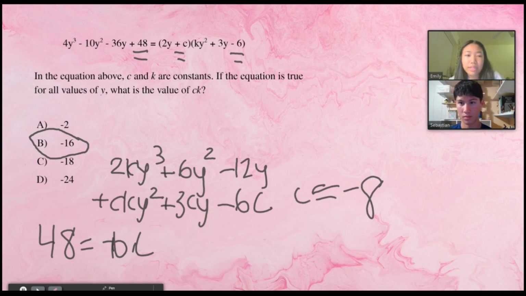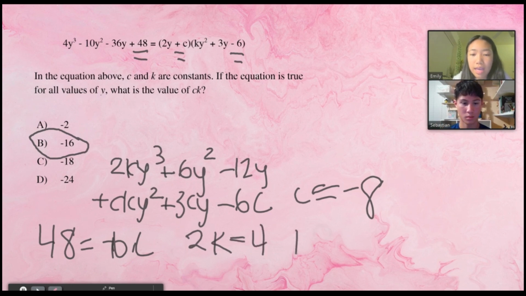We're going to do the same thing for the k. So on the left side, the only y cubed term is going to be 4y cubed. On the right side, we have 2ky cubed. So we can match the 2k to the 4. So we're going to get that k equals 2. When we multiply these together, we're going to get c times k equals negative 16.